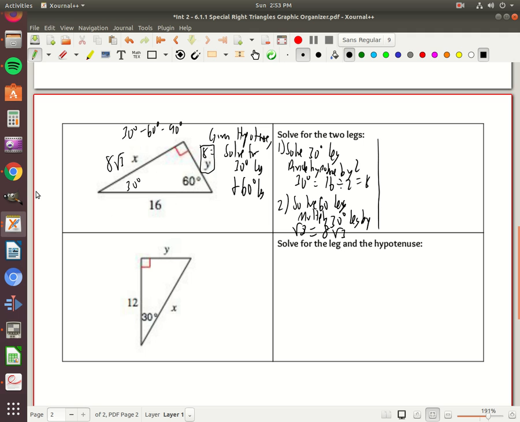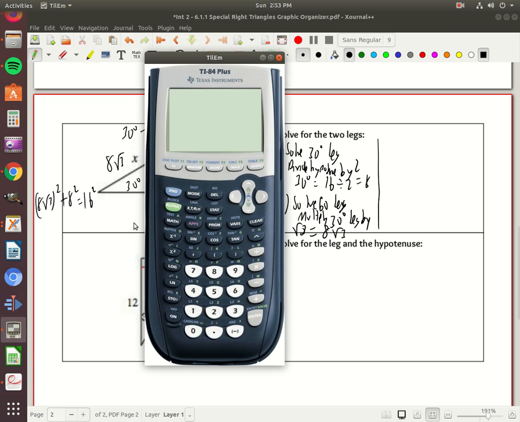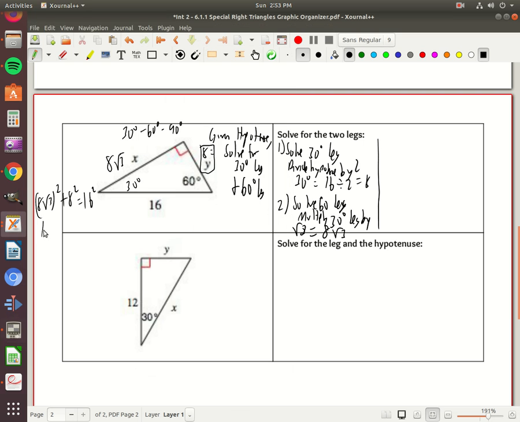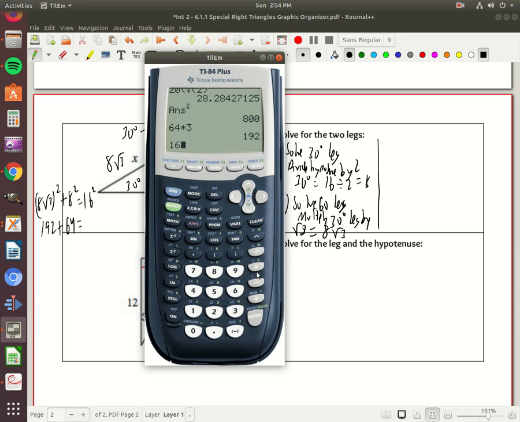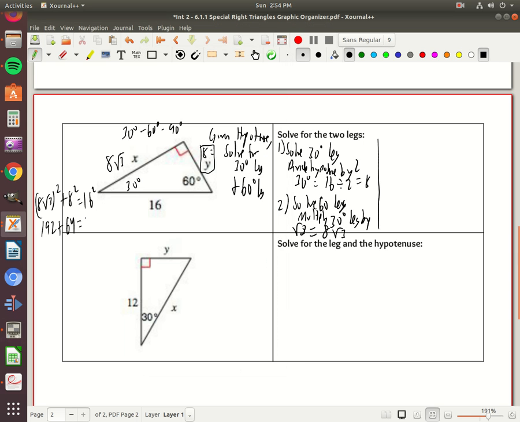Now, if you don't believe me, it's just going to be 8 times the square root of 3 squared plus 8 squared is equal to 16 squared. This is going to be 64, right? 8 times 8 is 64. Square root of 3 times square root of 3 is 3. So I'll grab my calculator, 64 times 3. This is going to equal 192, plus 64 is going to equal 16 squared, which I'm guessing will equal 256. 192 plus 64 is 256. So let's see if 16 squared equals 256. And it does. So that works. I think this is the easiest way to do it.